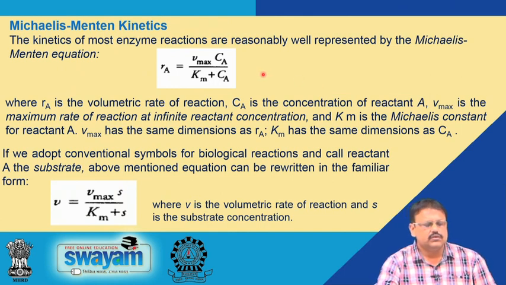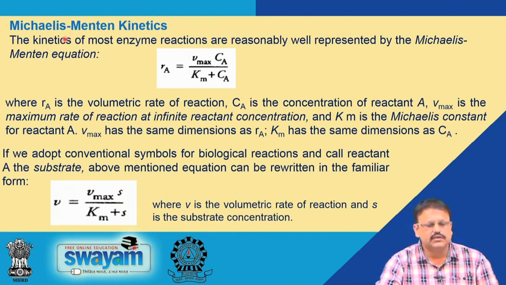Beyond this, Michaelis-Menten developed an enzymatic equation which the kinetics of most enzyme reactions follow. Here R is the reaction rate, Vmax is the maximum velocity, and Ca is the concentration of the reactants. Km is the Michaelis-Menten constant, and Ca is again the concentration of the reactants.